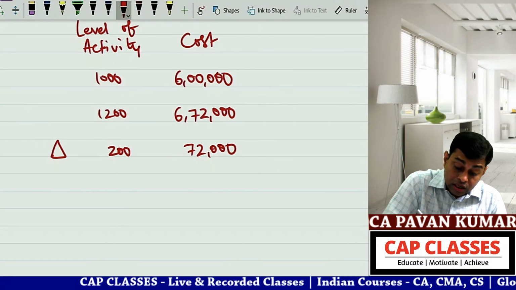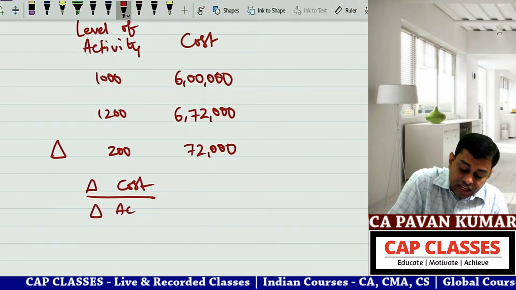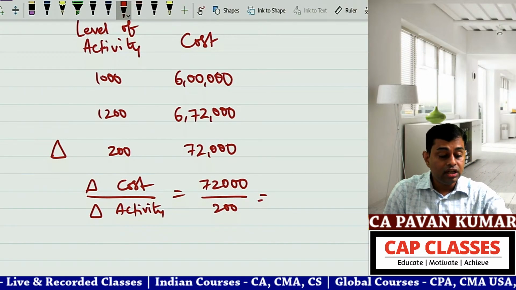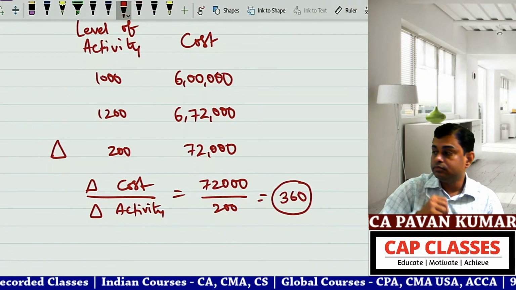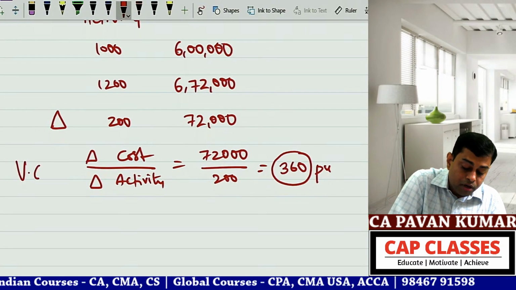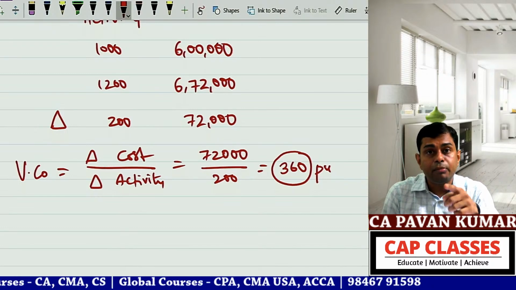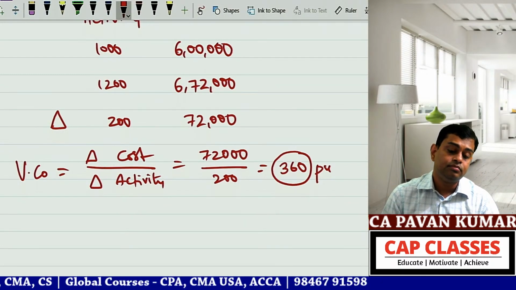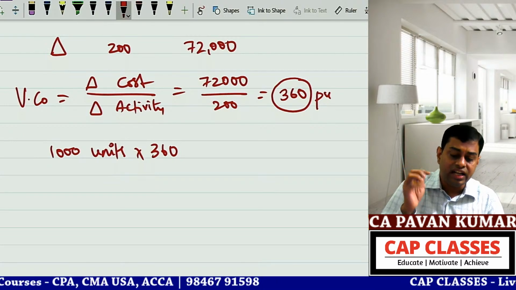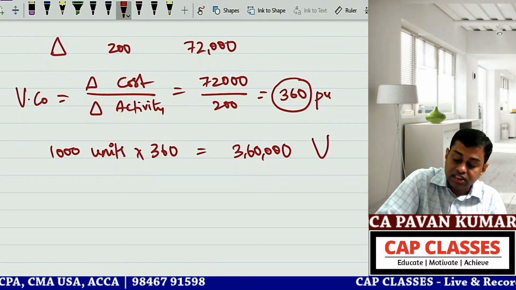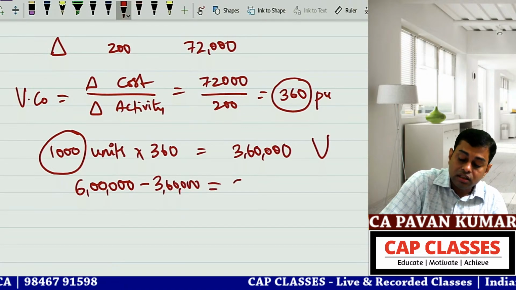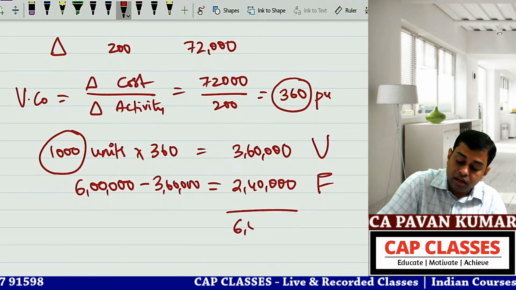Okay, now difference in cost divided by difference in activity is equal to 72,000 divided by 200, that is equal to 360. What is this 360 per unit? 360 is the variable component. So variable component is equal to difference in cost divided by difference in activity, that is 360 rupees. Now take 1000 units. For this, 360 rupees variable component is equal to 3,60,000. So total cost of 6 lakhs at 1000 units minus 3,60,000 is equal to 2,40,000, which is the fixed component.